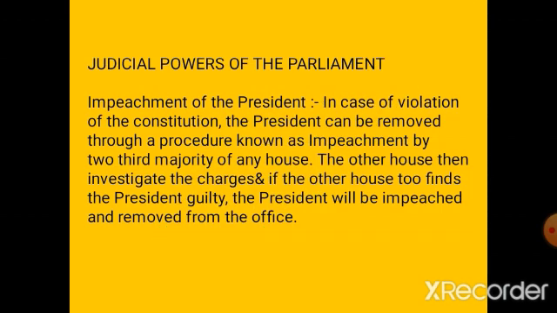The next one is judicial powers of the parliament. The impeachment of the president. In case of violation of the constitution, the president can be removed through a procedure known as impeachment by 2/3 majority of any house, either the Lok Sabha or the Rajya Sabha, and here the two houses also have equal power. The other house then investigates the charges, and if the other house too finds that the president is guilty, the president will be impeached and removed from office.